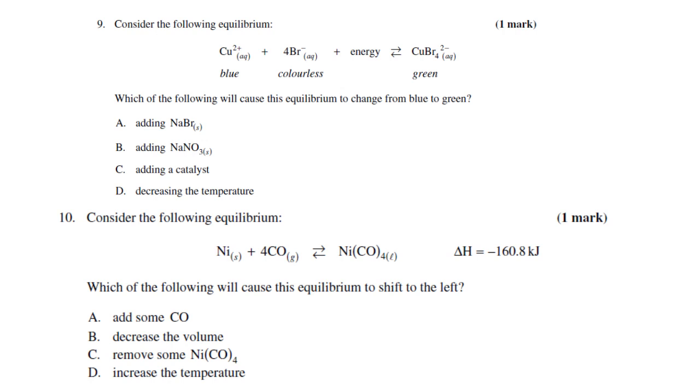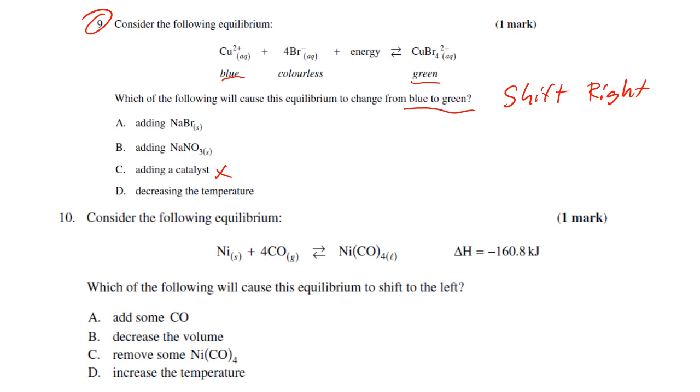Which of the following, this first one right here, will cause the equilibrium to change from blue to green? In other words, that is a very fancy way of saying shift right. So we want to look at something that shifts right here. I'm going to go through all of them. We know that adding a catalyst does no shifting right here.